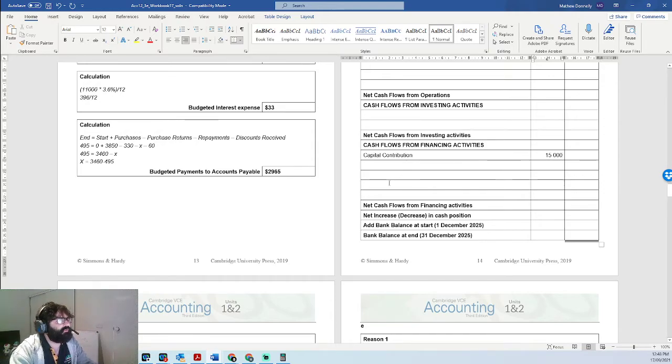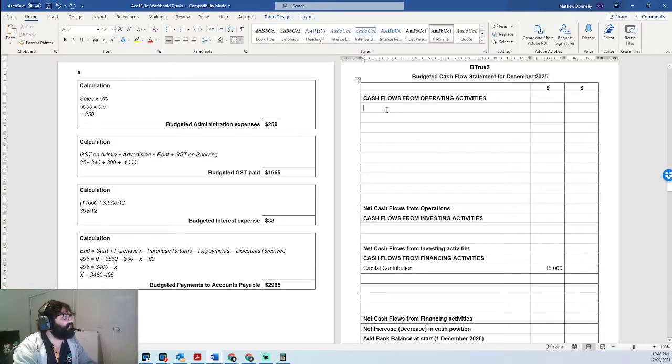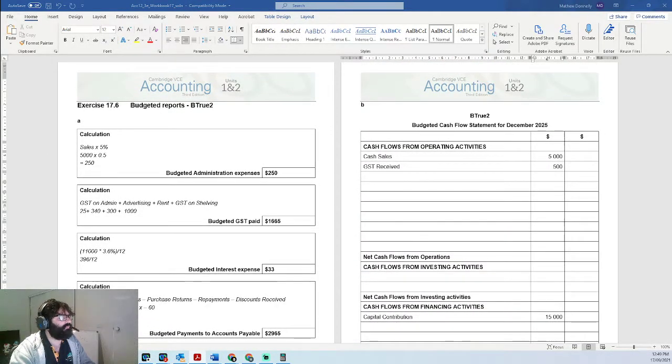Rent a factory, that's going to cost money. We're going to go to sales, and we're going to go, okay, sales was the other big inflow. We see cash sales is 5,000. GST received is 500. And we can just go straight away. Sorry, just moving my textbook around. Lovely. And we see that is straight 5,500.